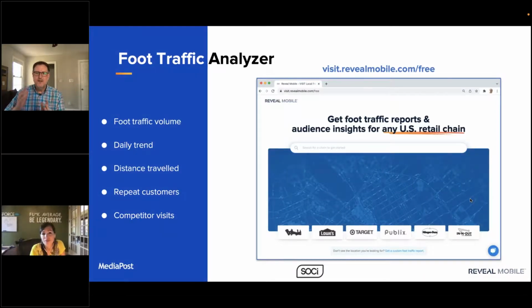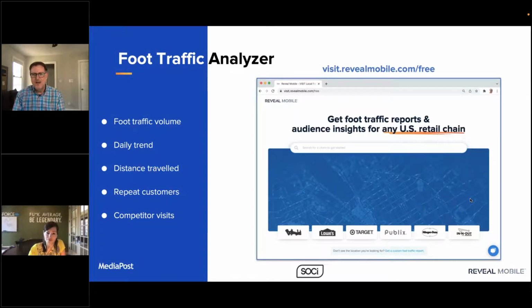So we do this for a living. One of the things we built, we wanted to give you for free, right? We have a tool that analyzes your foot traffic. So it's a very simple tool. We don't ask for any email addresses. We don't ask for anything in return. It's just a search bar like Google.